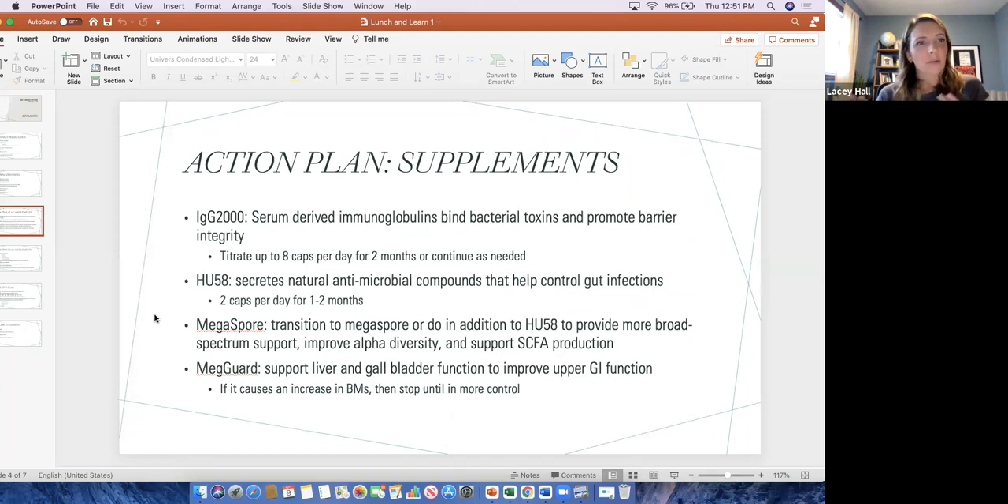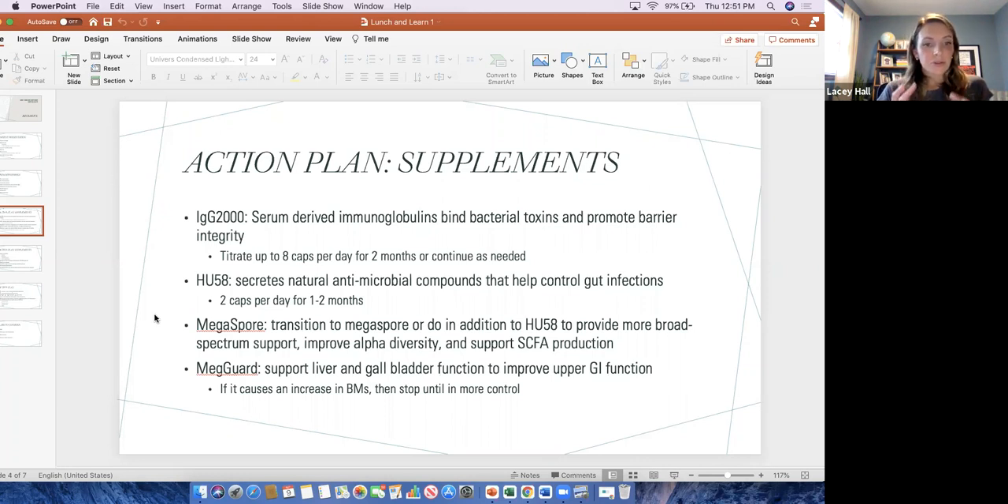The bacteria is called Bacillus subtilis. I love it. It's probably one of my favorite products, and it's at a pretty high dose. So doing a couple of caps a day for 1 to 2 months, really assessing along the way. But then moving on to Megaspore, just so we can have that more broad spectrum support because you have more bacteria. And our goal with Megaspore isn't necessarily to get Bacillus spores to grow, Bacillus bacteria.